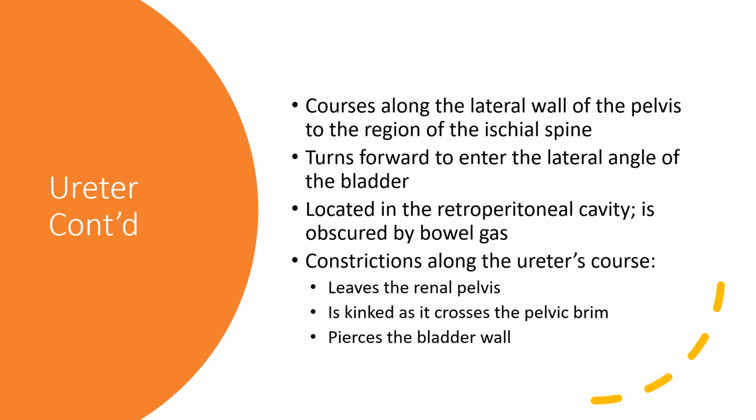It's located in the retroperitoneal cavity, so oftentimes we cannot see it unless it's dilated. If the ureter is normal, it's very often obscured by bowel gas, and we cannot follow it all the way from the kidney to the bladder.